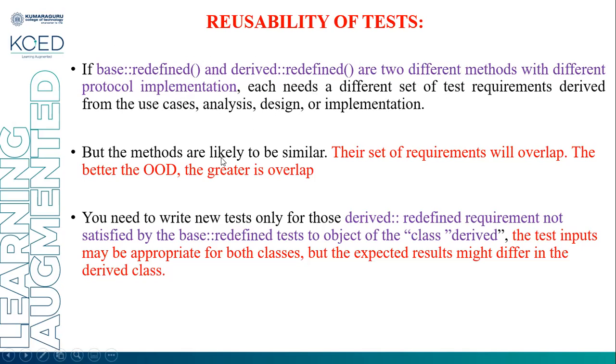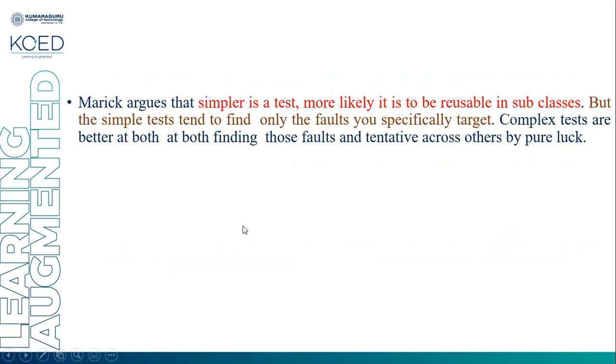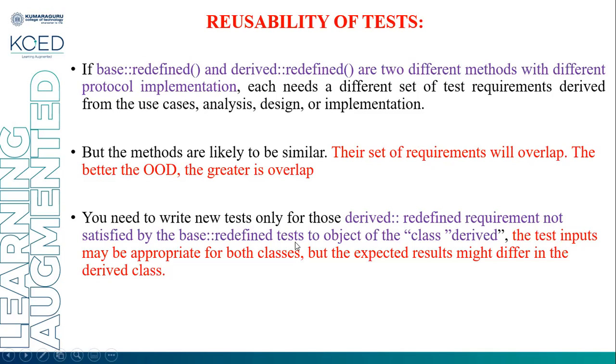But the methods are likely to be similar. Their set of requirements will overlap. If the methods are similar, the set of requirements will overlap. The better the object-oriented design, the greater the overlap. So in this case, you need to write a new test only for the derived redefined requirement not satisfied by the base redefined test to the object of the class derived.